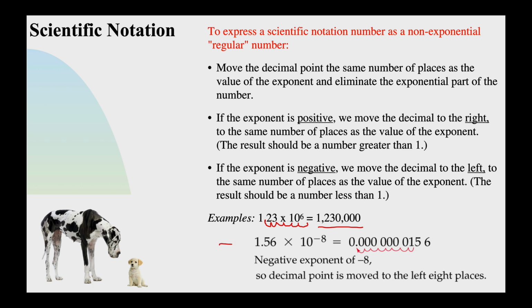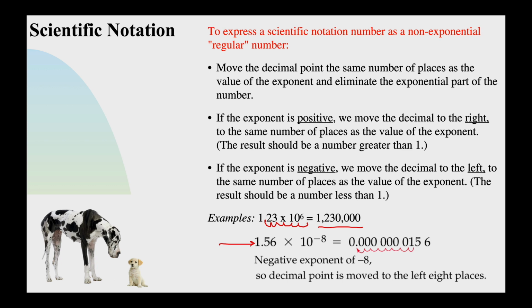And here's an example of taking a small number and converting it over. And you can see that 10 to the minus 8 means that you move that decimal over 8 spots. So you've got 0.000000156, pretty chill.